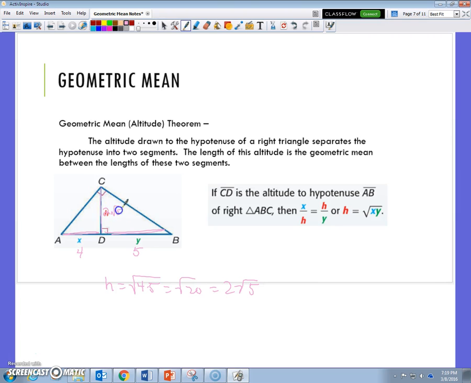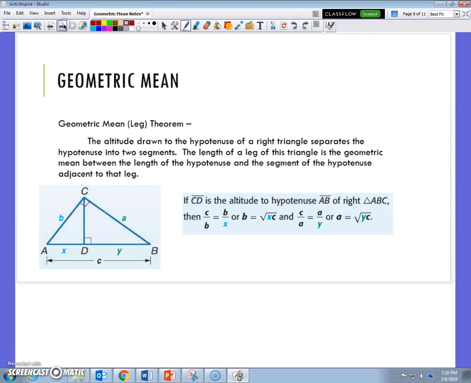So we're going to apply this geometric mean to similarity of triangles. Okay, but specifically, it has to be right triangles. The altitude has to go from a right angle to the hypotenuse of the original triangle. Then we know that the geometric mean between the two sides that the altitude is splitting is the length of the altitude. Okay, it's called the altitude theorem.